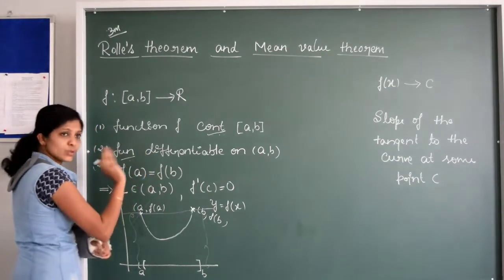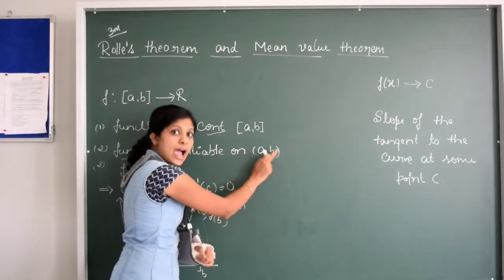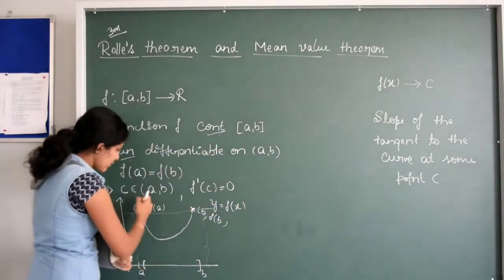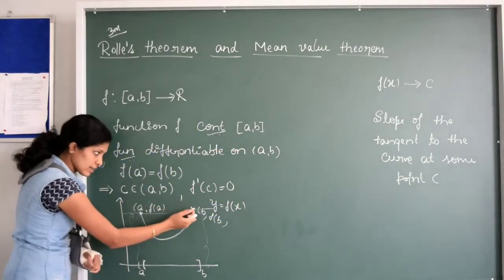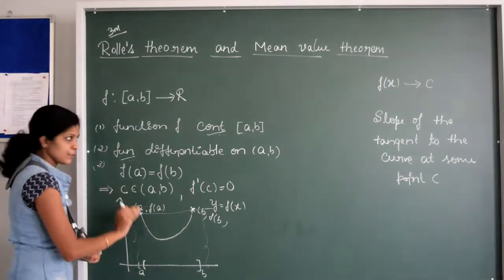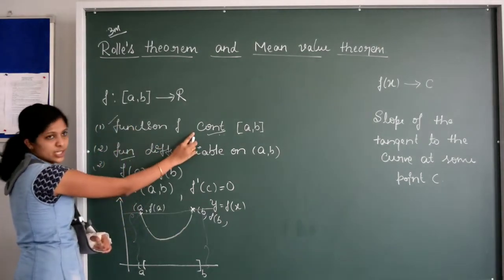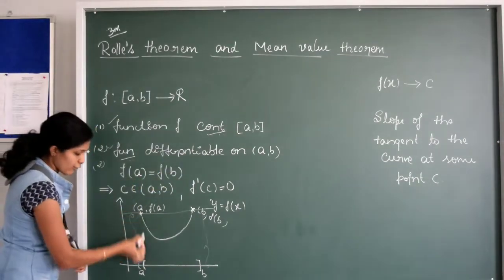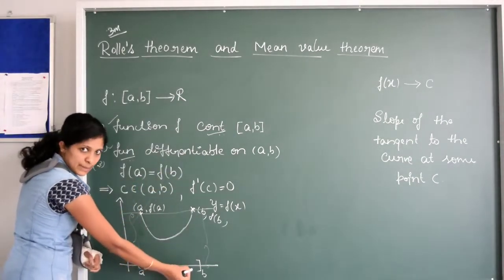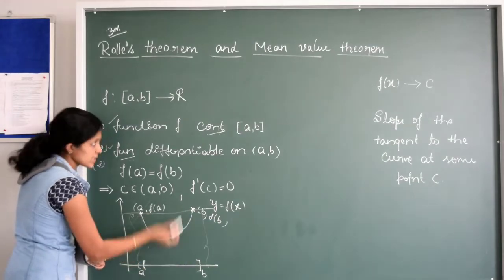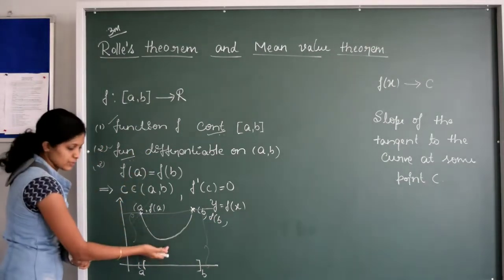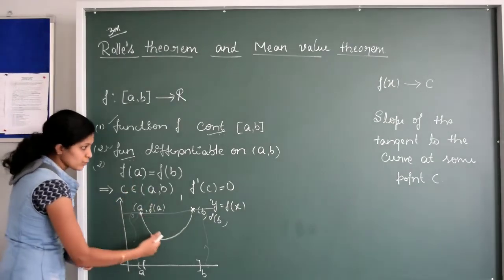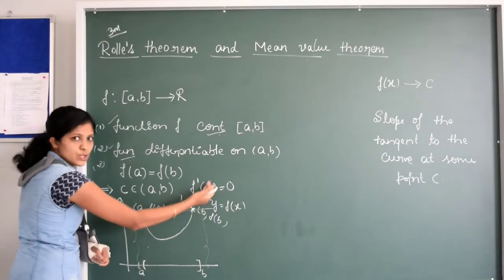So the function is not differentiable at the points a and b, but the function is differentiable on open interval a comma b. For all the values in between a and b, the function will be differentiable. So the first is correct. The function is continuous and it is differentiable on open interval a comma b. As I told you, f of a is equal to f of b. So all the 3 conditions are satisfied for this graph. So now there exists some c belonging to open interval a comma b. Now I have to find the value of c such that f dash of c should be equal to 0.